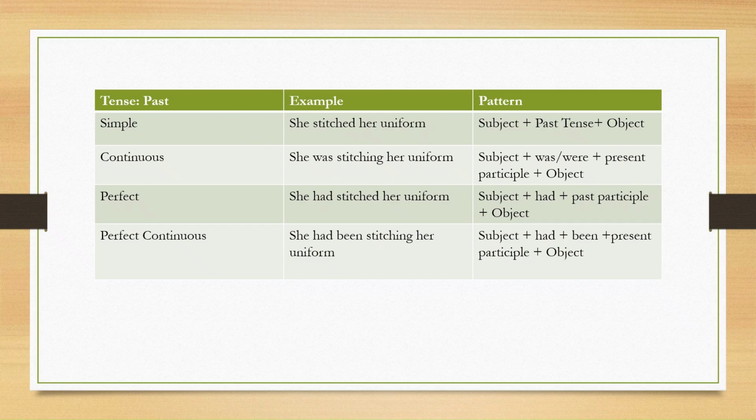Past perfect. She had stitched her uniform. Subject plus had plus past participle plus object. Perfect continuous. She had been stitching her uniform. Subject plus had plus been plus present participle plus object.